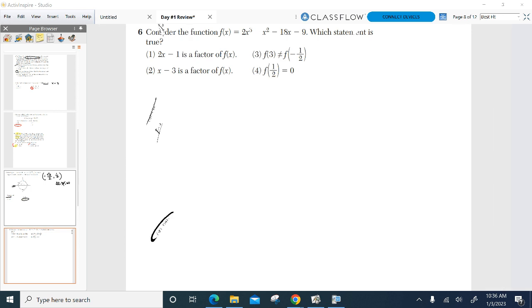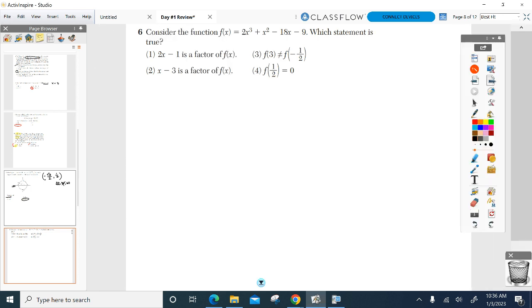All right. Here we go. 6. 2x to the third plus x squared minus 18x minus 9. Which statement is true? Woo! You guys believe in me now? 28 is not going to be as easy as it sounds. All right. I read through the choices because I don't think I can eliminate it. I'm not confident on eliminating anything. That 1 is definitely not going to be it. But I start seeing some words here. 2x minus 1 is a factor. X minus 3 is a factor.